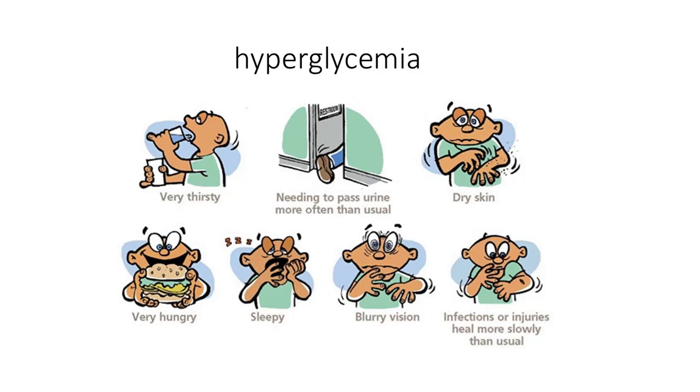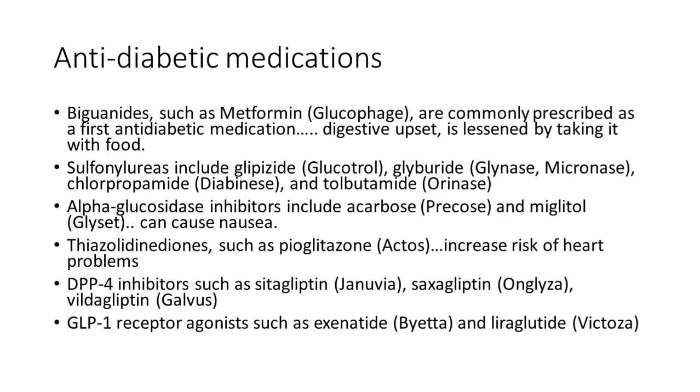Hyperglycemia: they're going to be thirsty because the body's going to tell them they need to flush their blood, which means they're going to be going to the bathroom more than usual. Their skin's going to be dry. Again, they're going to be hungry. They're going to be sleepy. Their vision might be blurry. Infections or injuries or wounds are going to heal slower than usual. So make sure you review the symptoms of hyper and hypoglycemia.